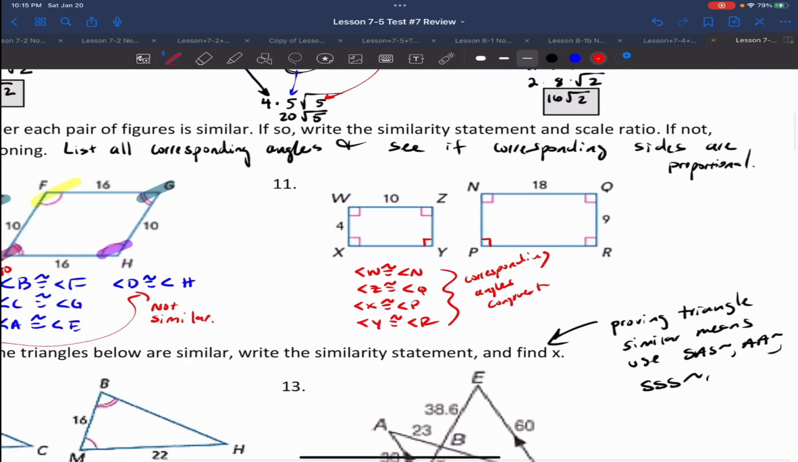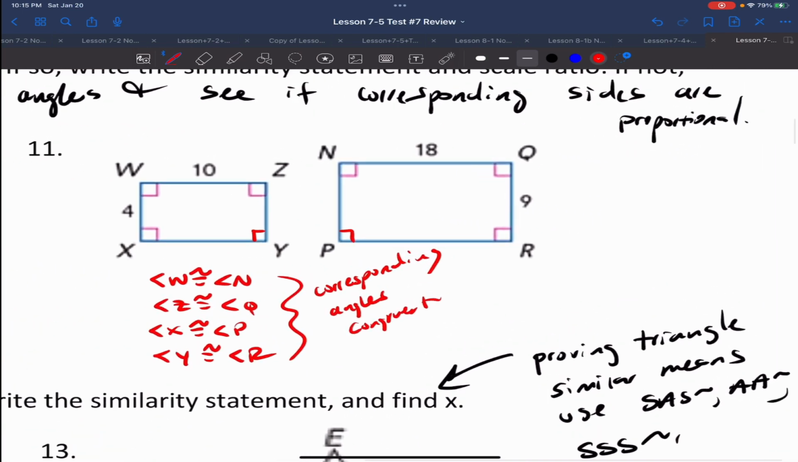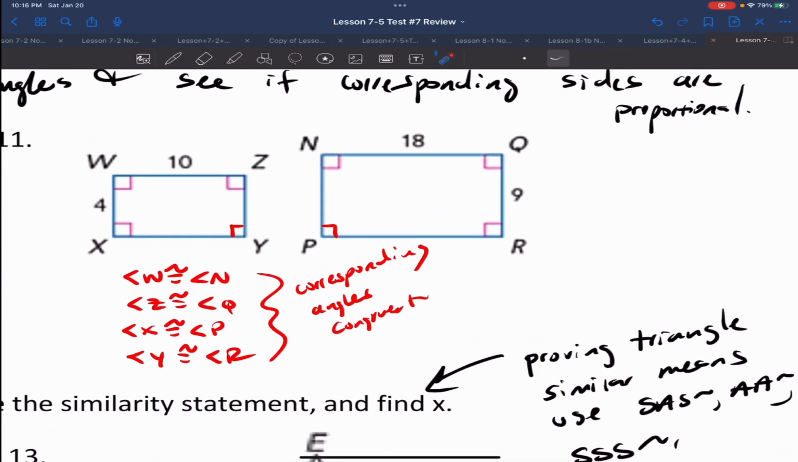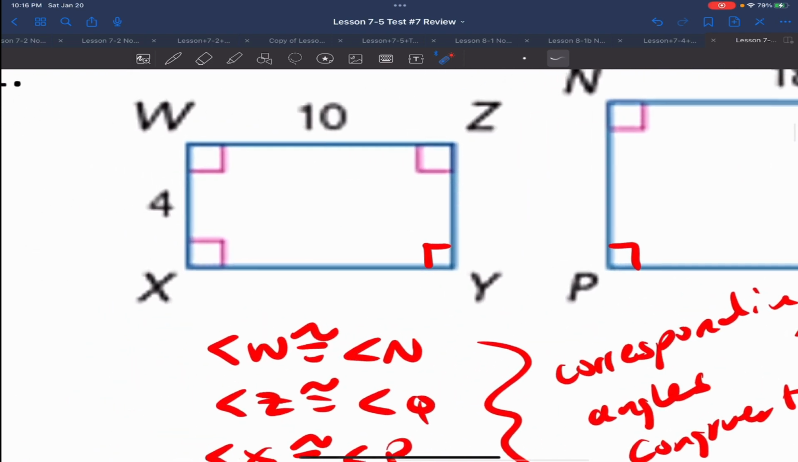So now I need to look at the corresponding sides. Let's take a look at WX and NP. So WX to NP, that is, 4 to nothing. So my bad, shouldn't have used that. I should have used, I can, because this is something that I didn't catch on. So I have 4, 10, nothing here, nothing here.